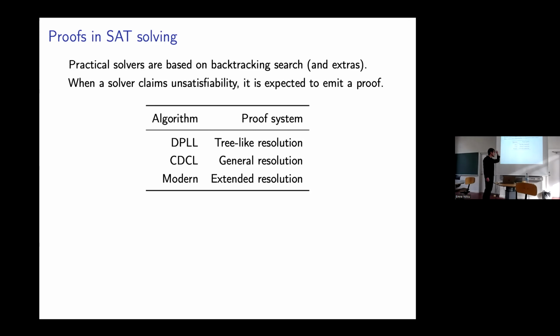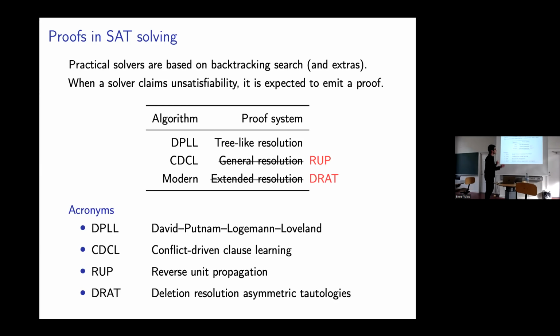And this correspondence also leads to these systems being used to log the proofs that they are finding. So I said that they're expected to emit proofs when they claim unsatisfiability. So for a CDCL solver, you expect it to emit a general resolution proof. And for a modern solver, a general resolution proof may be too long, and then you expect it to emit an extended resolution proof. And I said that, but actually there are different systems that are being used in practice that generalize general resolution and extended resolution.